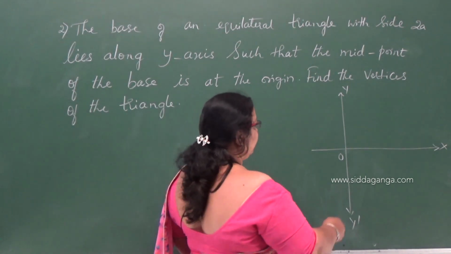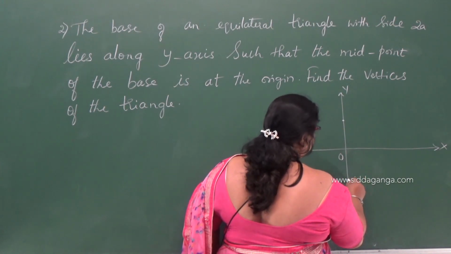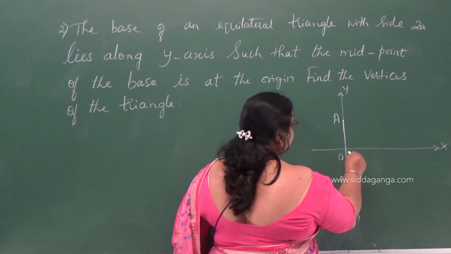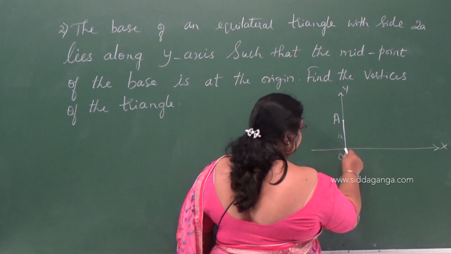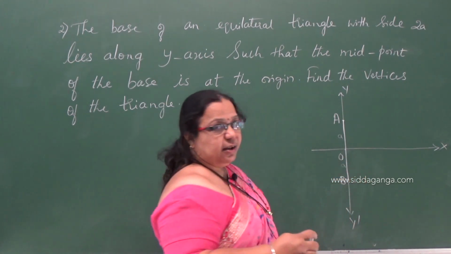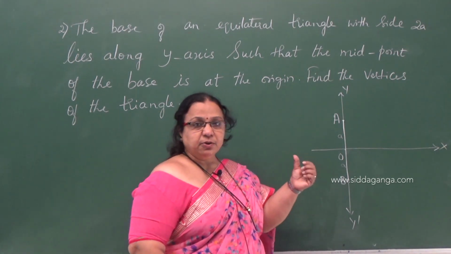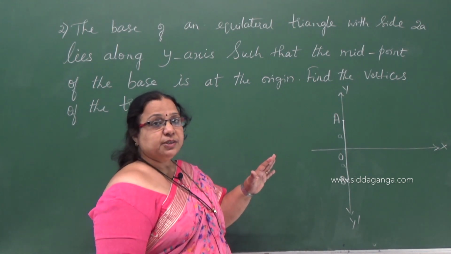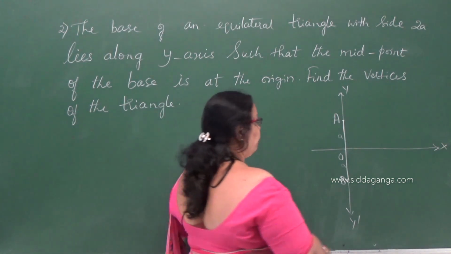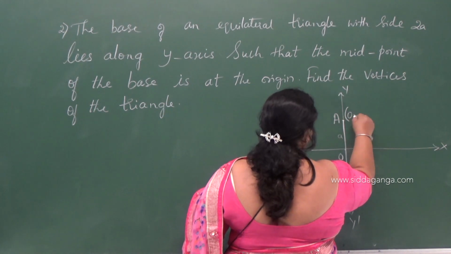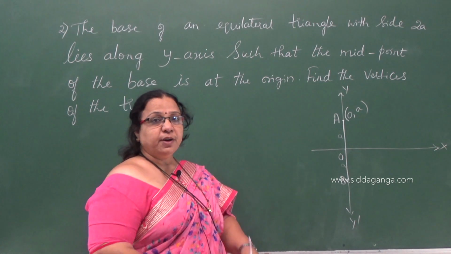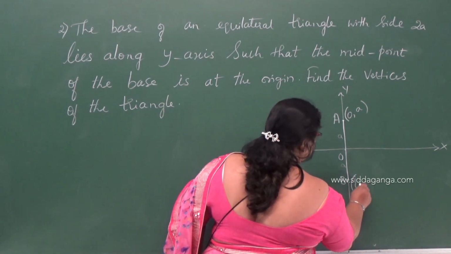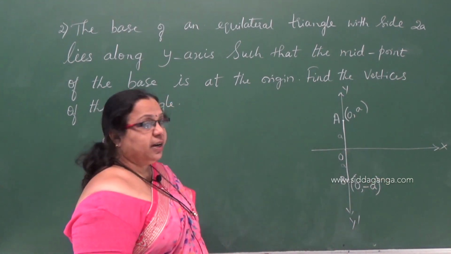Origin is the midpoint, and the side is 2a, so we take A B as the base of the equilateral triangle. From here to here the distance is a, and from here to here the distance is a. When we say distance we take the positive sign, but when we write points using that distance, we have to take the sign depending on which axis and which quadrant it lies in. Now one vertex A is on the positive y axis. So on the y axis the x coordinate is 0. Therefore, one of the vertex becomes 0, a. Now the other vertex B lies on the negative y axis, that is 0, minus a.